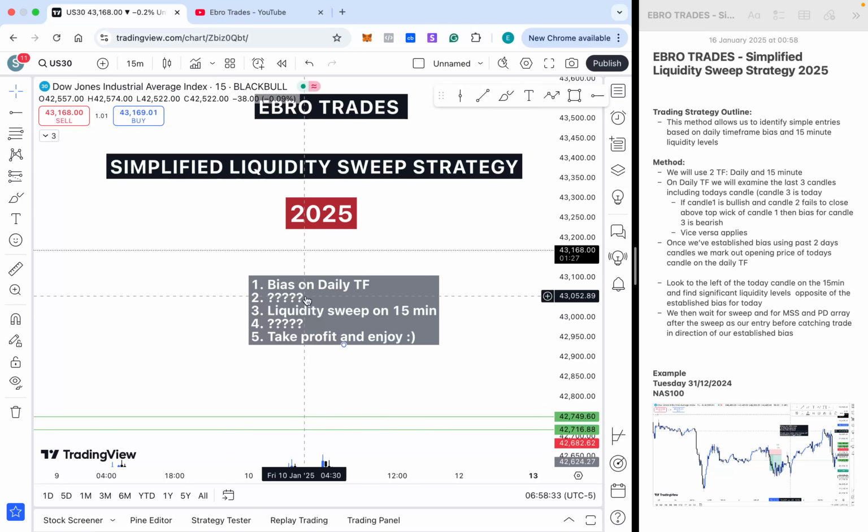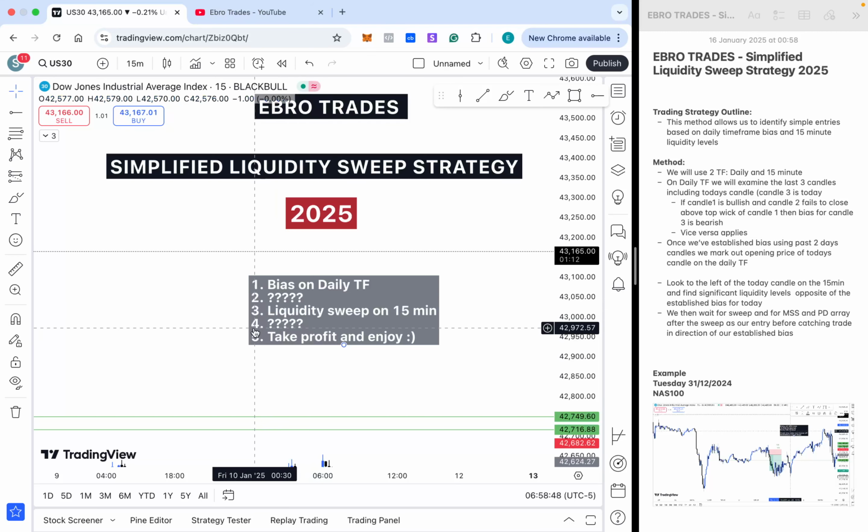So, 5 steps. First step will be finding the bias on the daily time frame. The second step, stick around to find out. The third step will be looking at a liquidity sweep on the 15-minute time frame. The fourth step, again, stick around and you'll find out. And the fifth step is take your profits, close your charts, and enjoy the rest of your day.